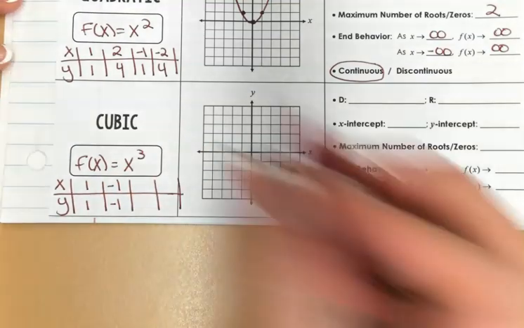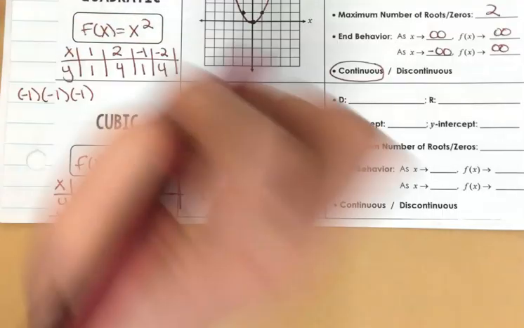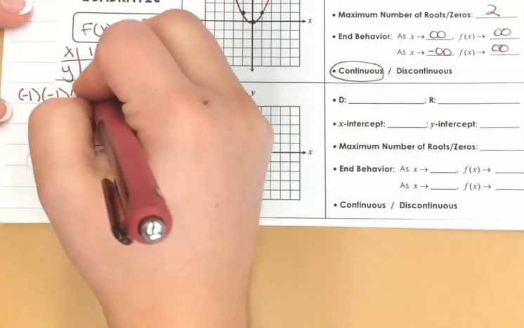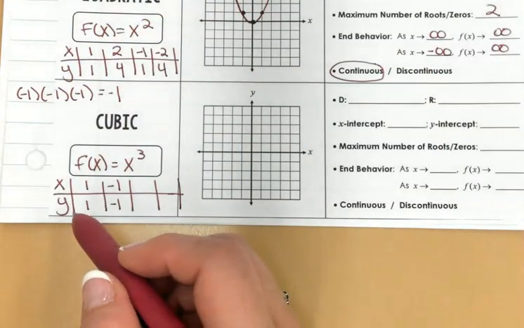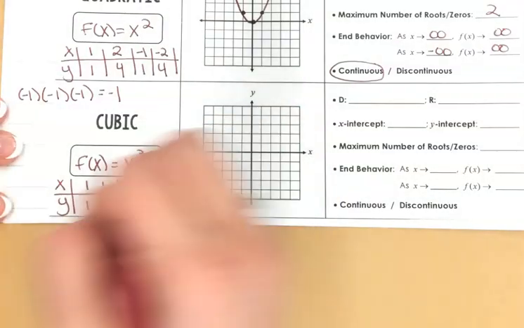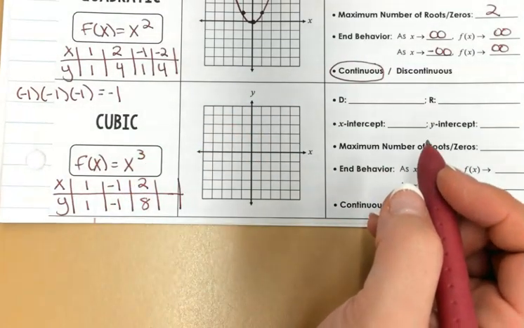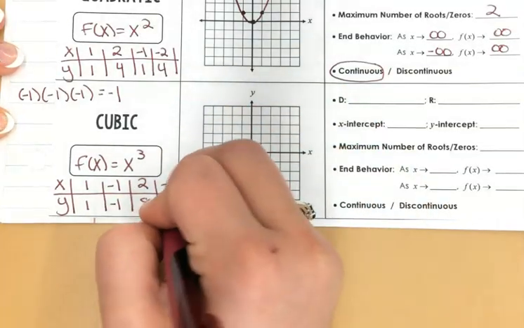If you think about this, I've got a negative times a negative times a negative. When we had 2 negatives, that became positive, but that third negative makes it negative again. So when you have odd powers, your negative inputs will have negative outputs. 2 to the third power is 8. Remember, that's 2 times 2 times 2, not 2 times 3. And negative 2 will be negative 8.